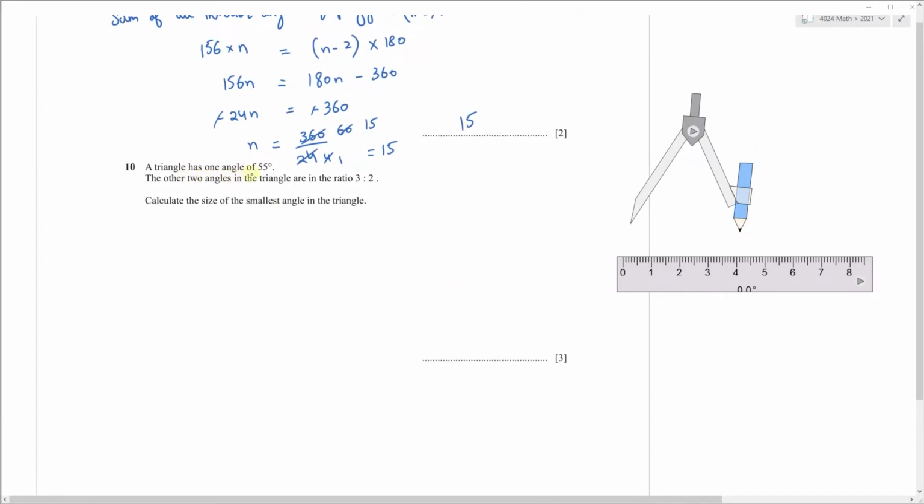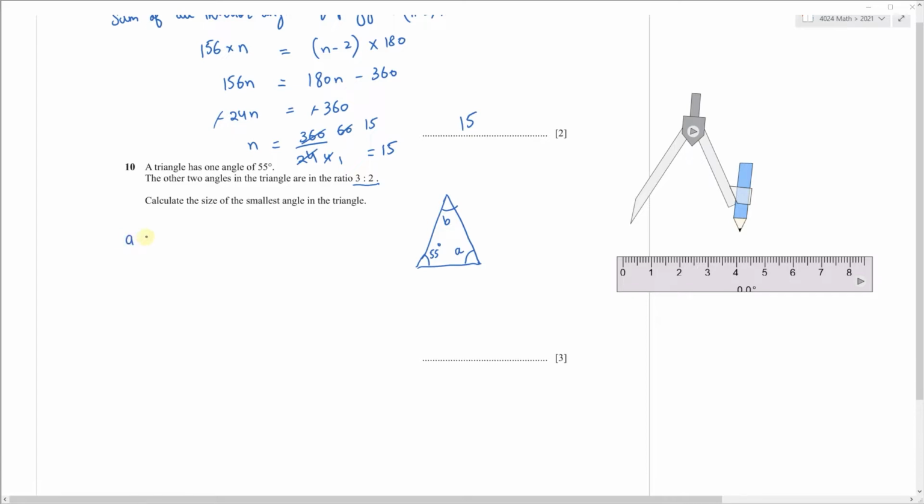A triangle has one angle 55 degree. The other two angles in the triangle are in the ratio 3:2. Calculate the size of the smallest angle in the triangle. So you have this triangle here in which one angle is 55 degree and the other two angles are unknown, but you're given their ratio. So let's call them angle A and angle B.